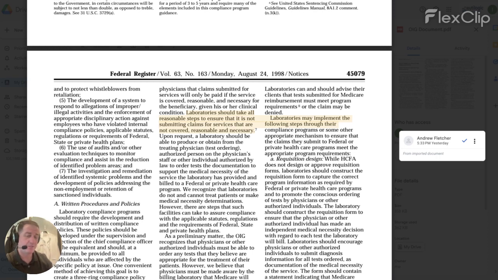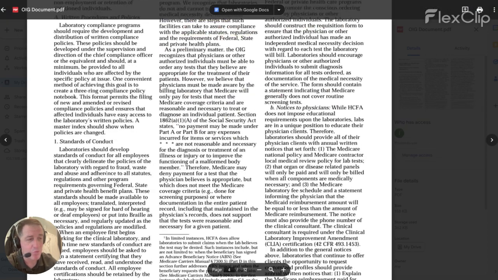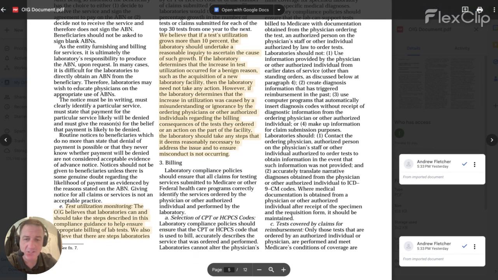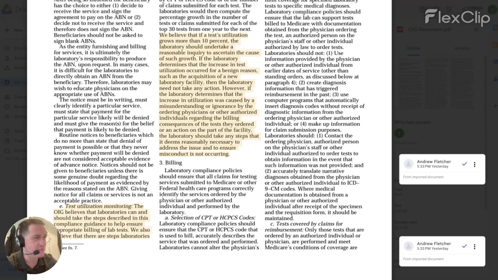In any case, so what else does OIG say about that? Well, it says that laboratories should take several steps to make sure this doesn't happen. We'll keep scrolling down through this document all the way down to paragraph E, test utilization monitoring. The OIG believes that laboratories can and should take steps to ensure appropriate billing of lab tests. Huh, this is starting to sound like laboratory stewardship.